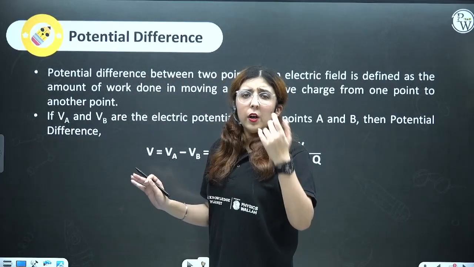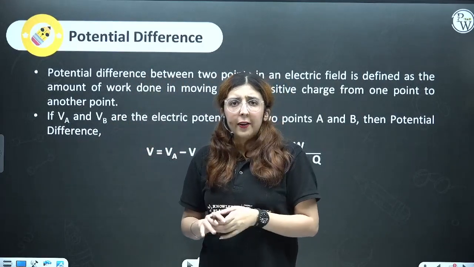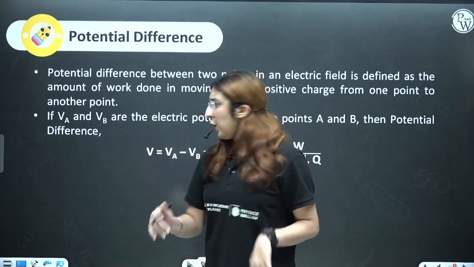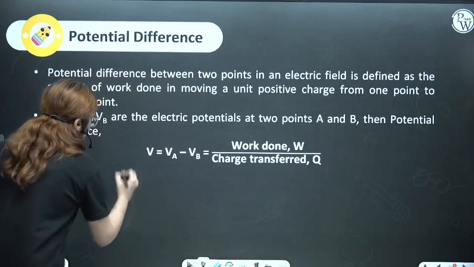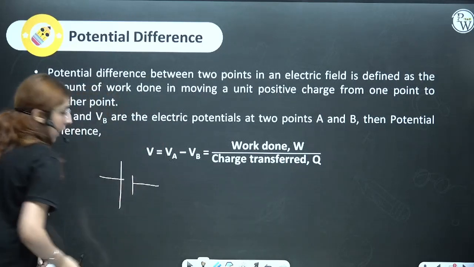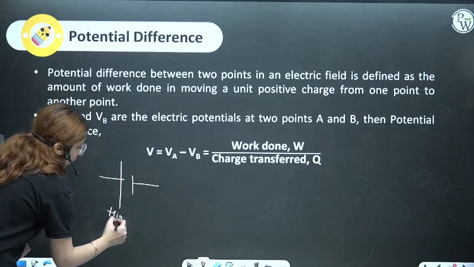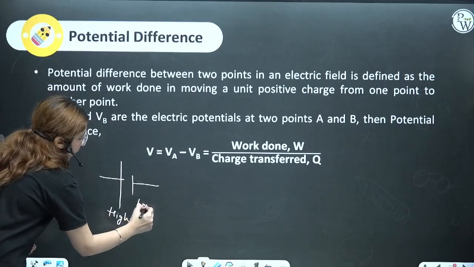Let me show you that as well. You have heard about the battery, right? Two terminals of a battery: there will be a positive terminal and a negative terminal. The positive terminal is at higher potential, the negative terminal at lower potential.